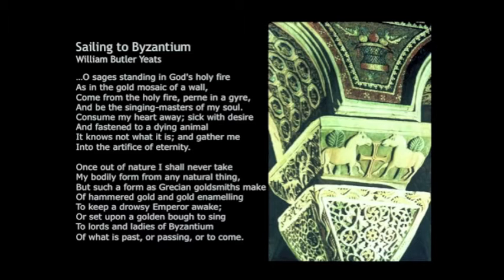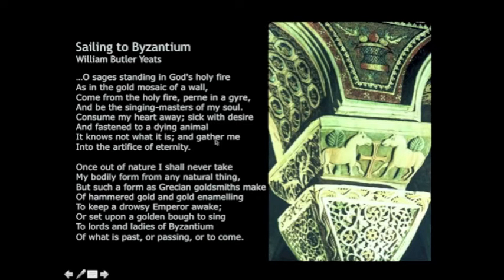O sages, standing in God's holy fire, as in the gold mosaic of a wall, come from the holy fire, perne in a gyre, and be the singing masters of my soul. Consume my heart away, sick with desire and fastened to a dying animal. It knows not what it is. And gather me into the artifice of eternity. Once out of nature, I shall never take my bodily form from any natural thing, but such a form as Grecian goldsmiths make of hammered gold and gold enameling to keep a drowsy emperor awake, or set upon a golden bough to sing of lords and ladies of Byzantium, of what is past and passing and to come.